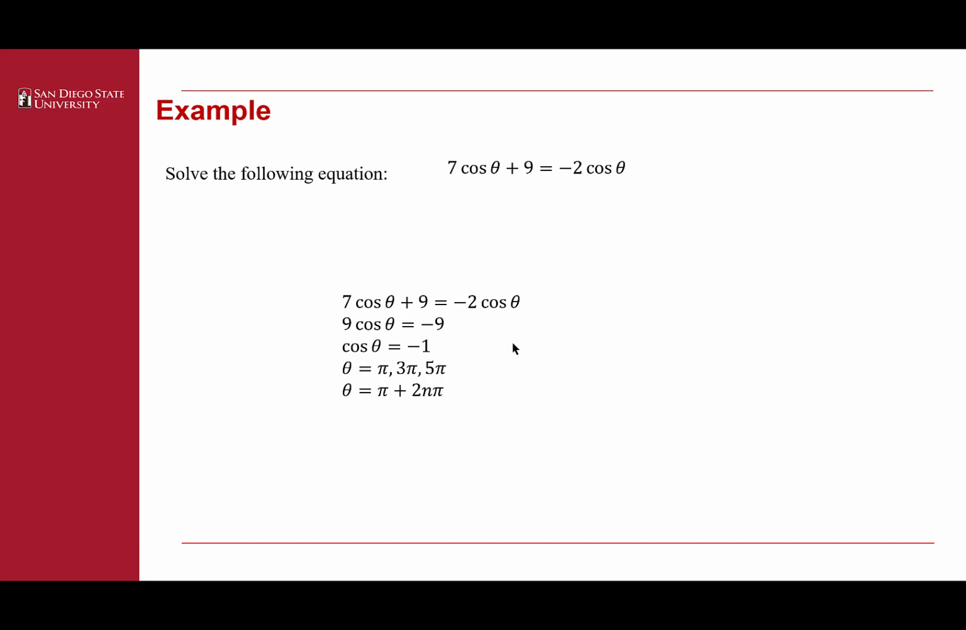So we can derive these solutions because there is no range limit given in the question for the angle theta. And in that case, we can generalize our solutions, like theta equals pi plus 2n pi, where n is a positive integer.